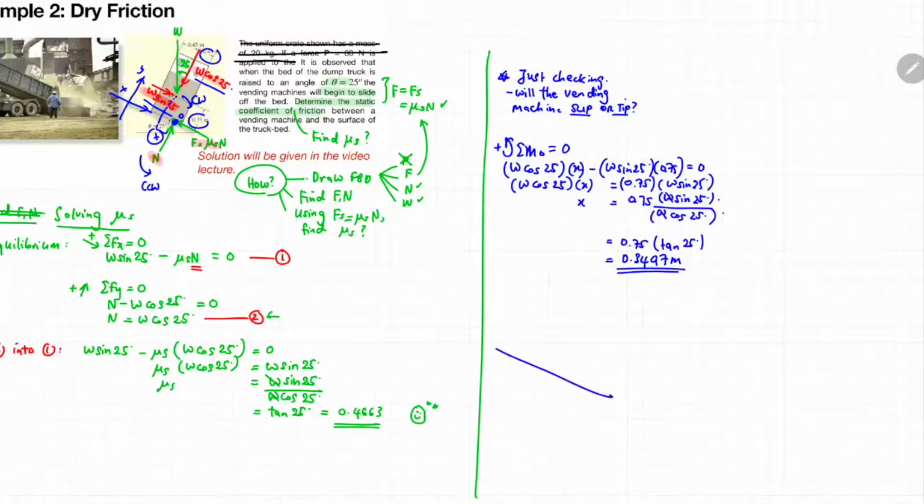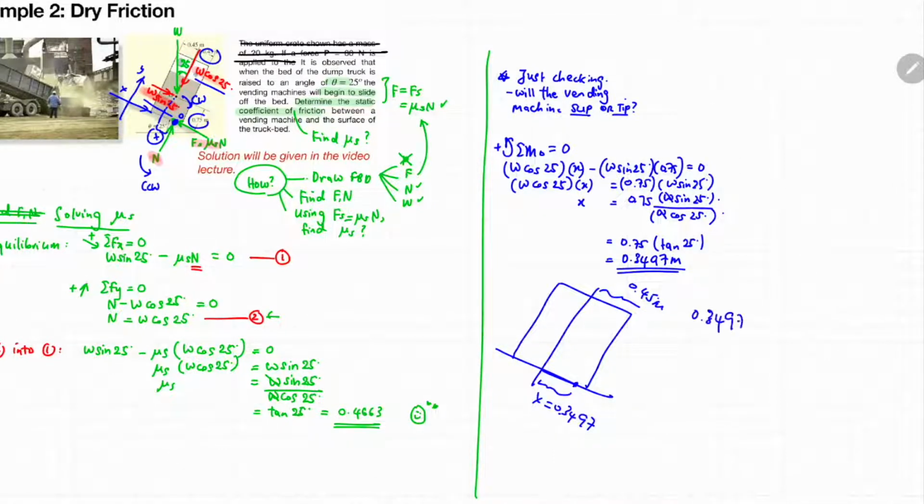What does it mean here? If I were to sketch the vending machine briefly over here at this side, from the center of the vending machine to the end line of the profile of the vending machine, the distance is 0.45 meter, whereas the position of x, which is the position of the frictional force, is 0.3497 meter, which is slightly less than the 0.45 meter distance of the centroid of the vending machine.